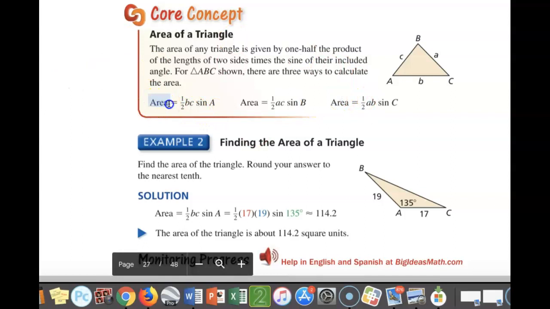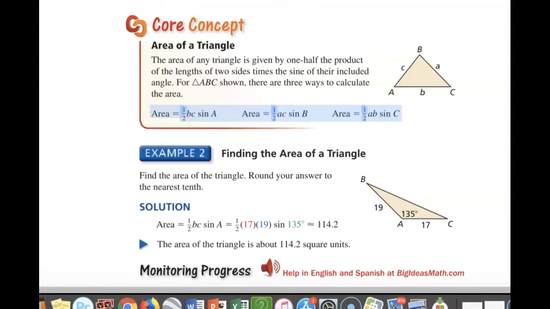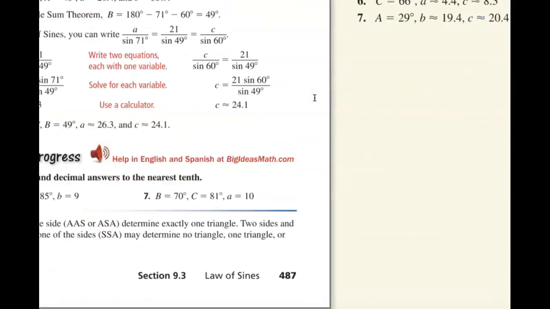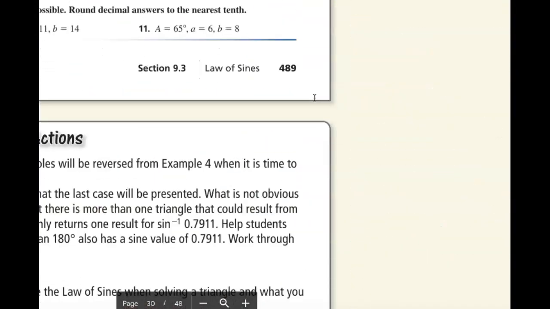So these are really all the same formula. It's just we use whichever one is appropriate for the angle that we're given. The first one we would use if we were given angle A and sides B and C. The second one we would use if we were given angle B and sides A and C. And the third one we would use if we were given angle C and sides A and B. Again, I encourage you to look over the pertinent example, that's example 2, in order to review the area of triangles.